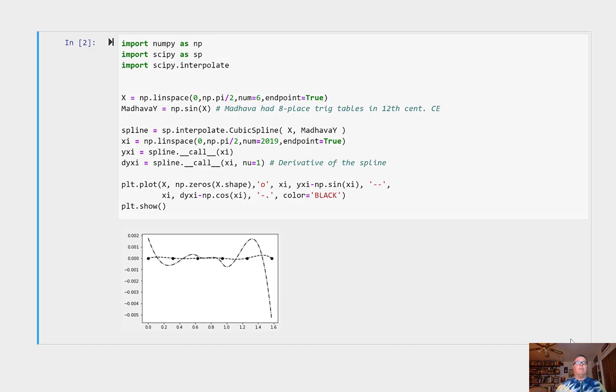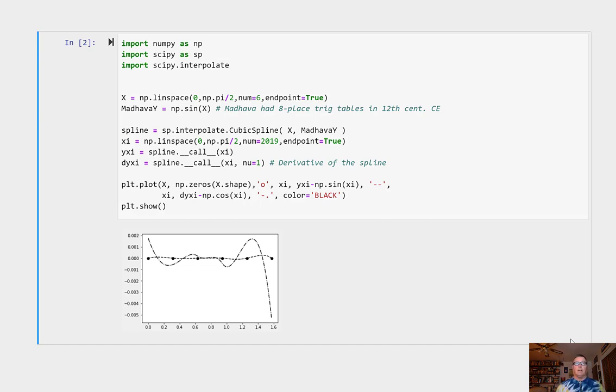This is done, for example, in Python, in SciPy, with the SciPy interpolate package. So if we have some data, for example, the values of the sine function at equally spaced points on the interval from 0 to pi over 2, these were the points that were known to Mudhaffar. And if we construct the cubic spline interpolant with the built-in routines and then evaluate that spline over all of the points from 0 to pi over 2 and compare that with the true values.